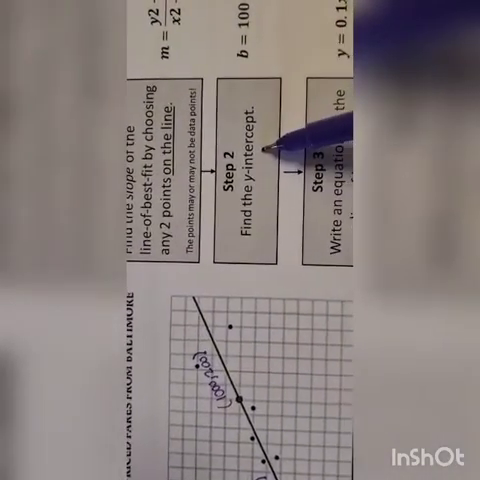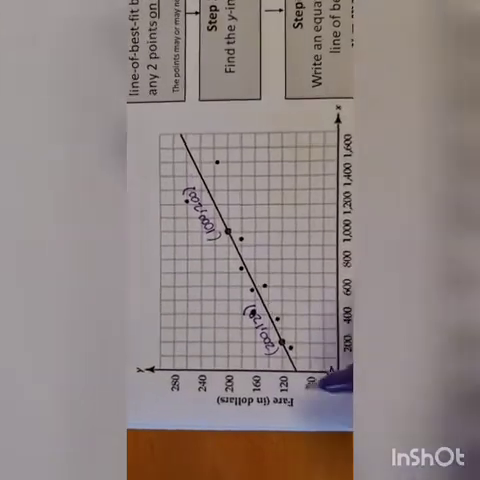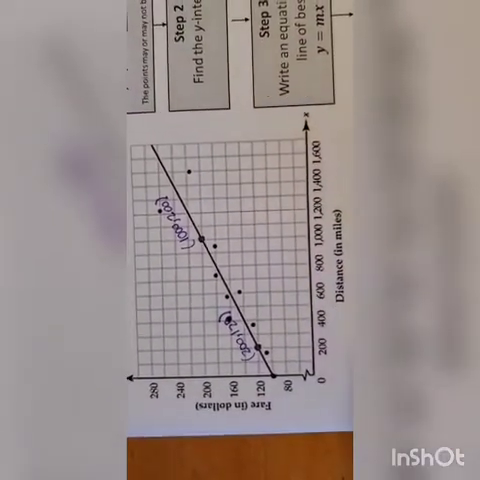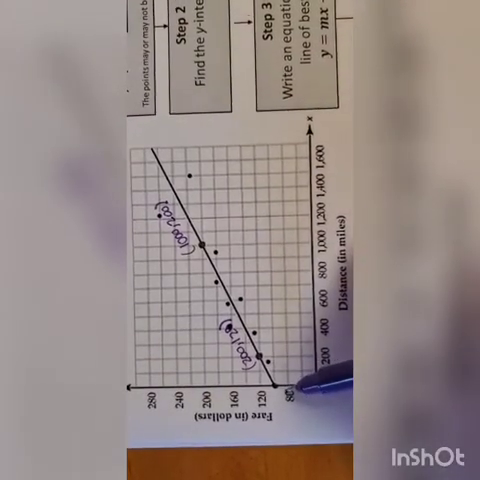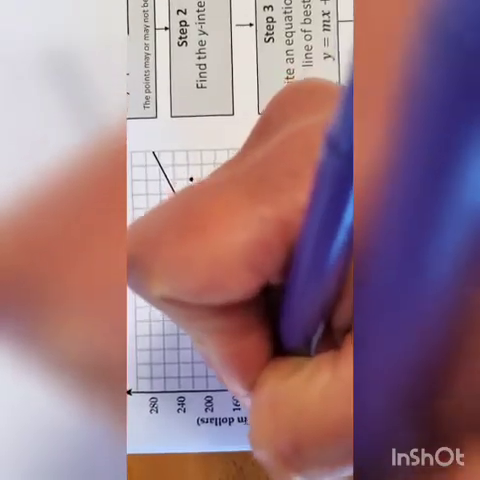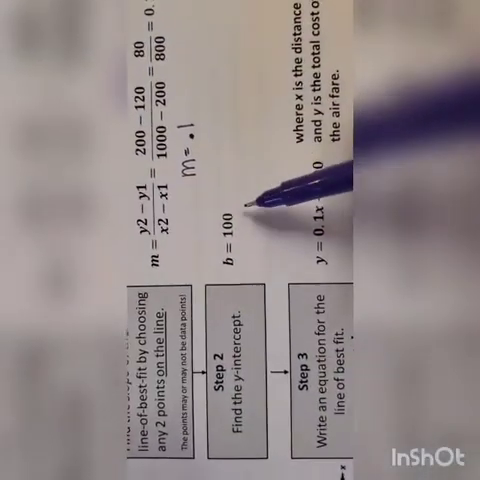The second step is to find our y-intercept. Remember, this is just where it touches the y-axis, and if you look over here on our graph, you can see that it touches the y-axis right here. Now it seems that we are counting by 20s, so that would be 100 right there. So you see that our b is 100.